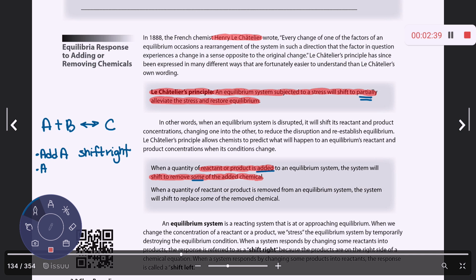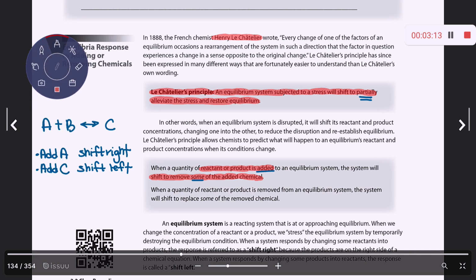Okay? All right, let's talk about C. If I go ahead and I add C, adding C means I'm increasing the product. I always shift to the other side. Since product is on the right-hand side, I would shift to the left. Shifting to the left will cause me to consume product and produce reactant. So A and B will go up. I will consume some of the C that I added, but not all of it. So overall, C remained higher than it was originally.